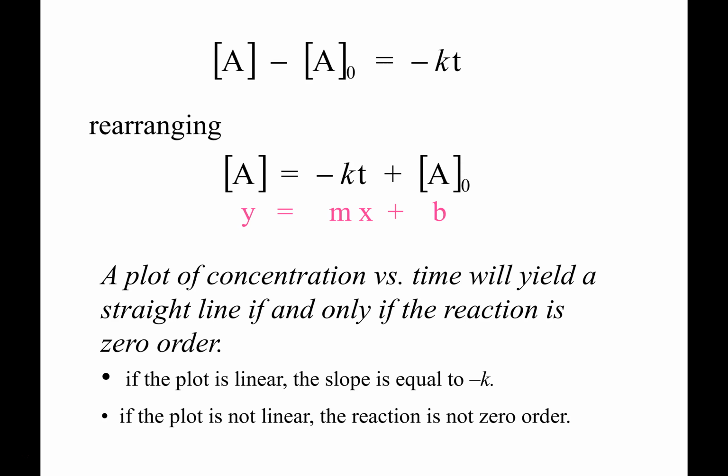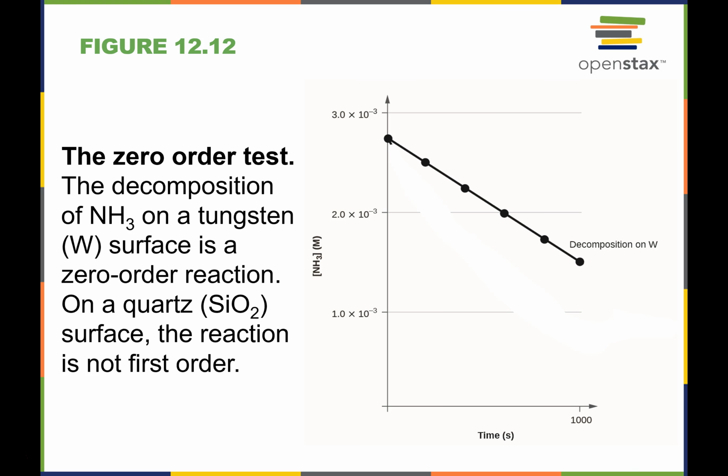Sorry. I'll say m is equal to negative k. If you try this and it's not straight, it's not zero order. Okay? We'll do that for the other two. That's zero, first, second. So for instance, I've got two curves here, and notice that this is a test for zero order. How do I know that?